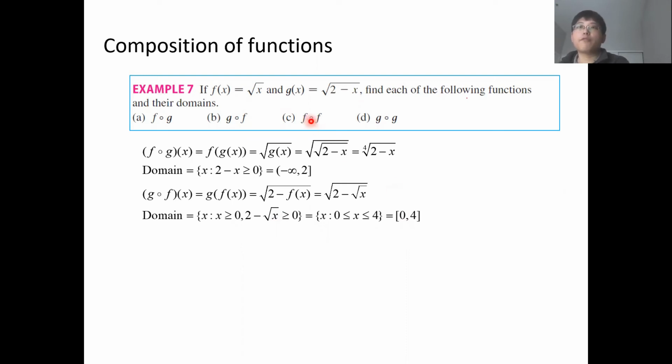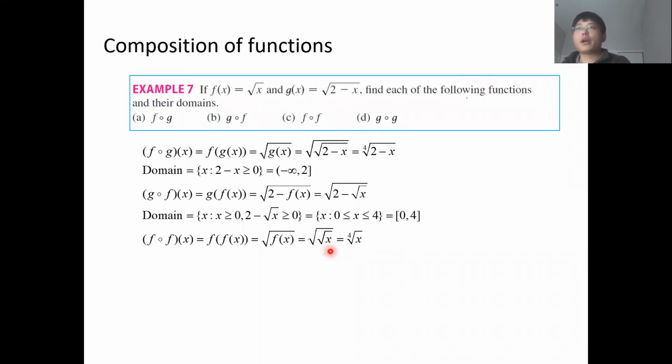Now for part C, we are looking for f circle f. By definition, this is simply f of f of x. Well, f sends x to root of x, so f sends f of x to root of f of x. And now f of x is going to be another square root over here. So by the same reasoning as before, you should notice that this is nothing but the fourth root of x. All right, so this concludes that f circle f sends x to the fourth root of x.